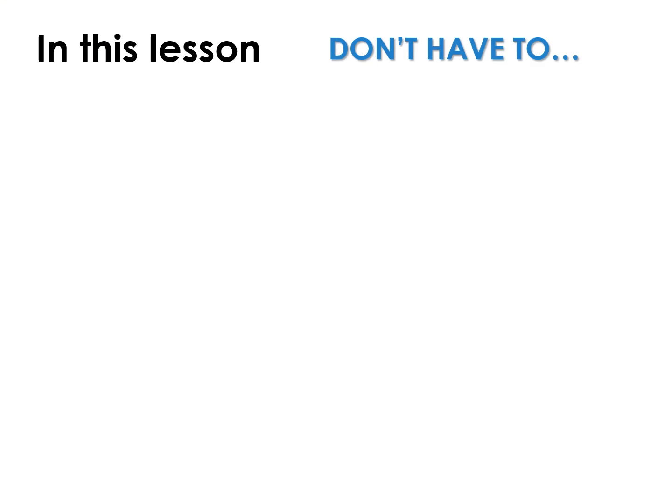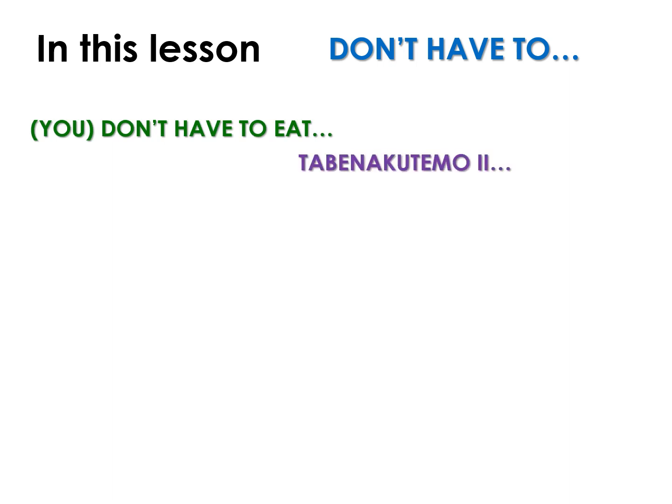In this lesson, we will learn how to say don't have to do in Japanese. For example, you don't have to eat. 食べなくてもいい. I put the you in brackets because that can also change to I, he, she, it, or some other noun, depending on your sense.